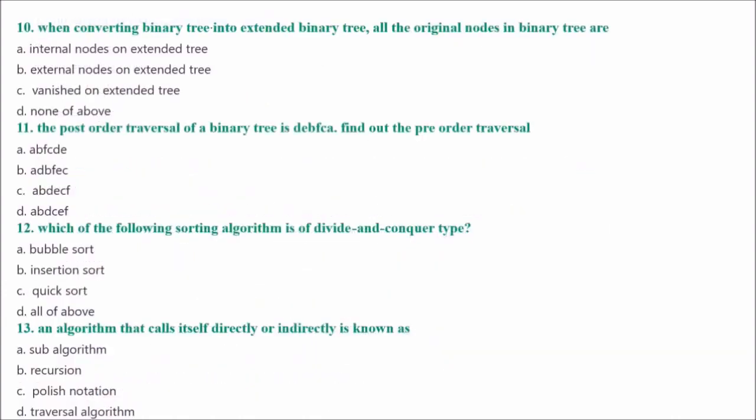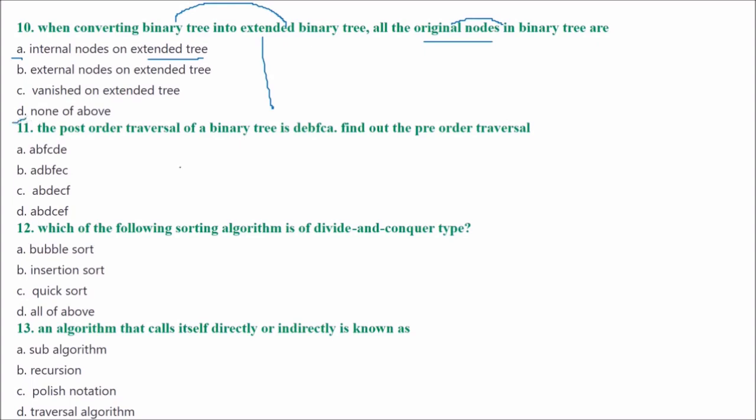Next, when converting a binary tree into an extended binary tree, all the original nodes in the binary tree are what? The answer is the first one: internal nodes on the extended tree. All the original nodes in the binary tree are internal nodes on the extended tree.